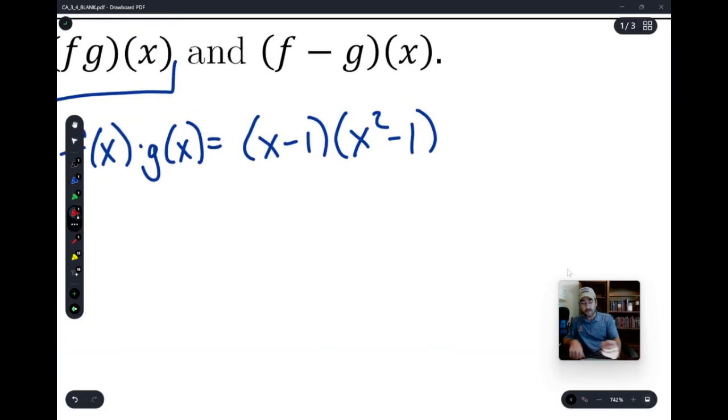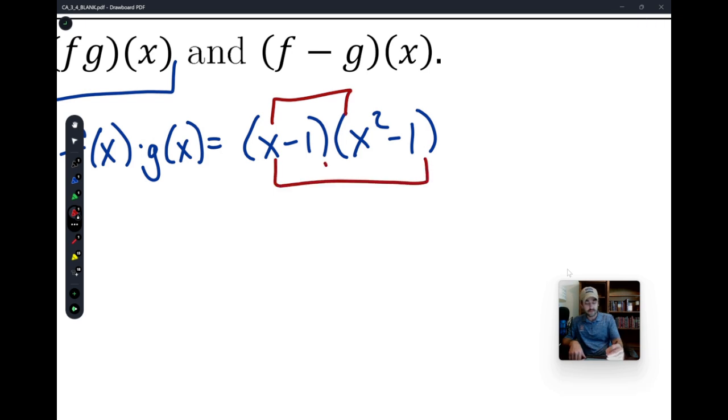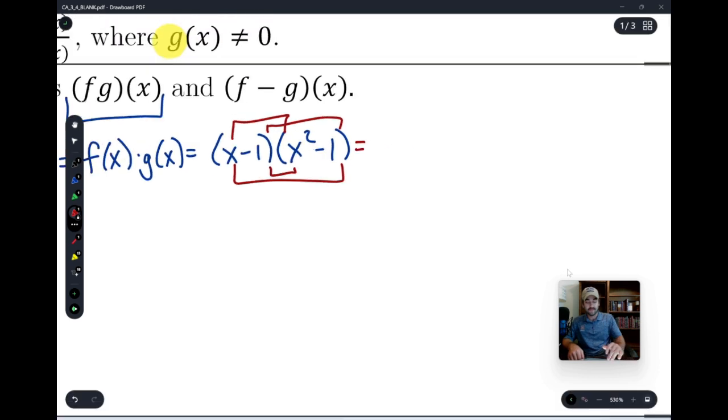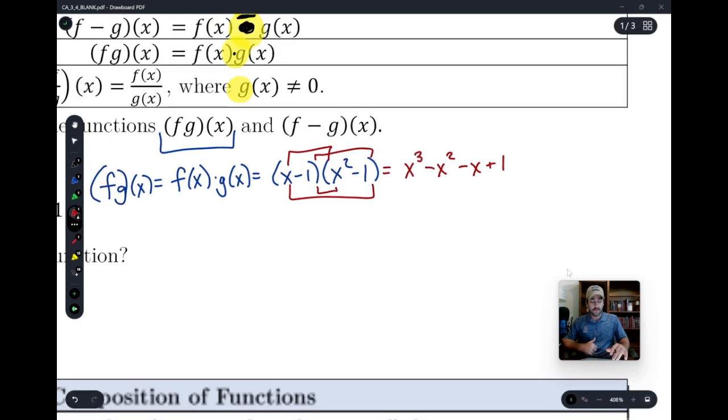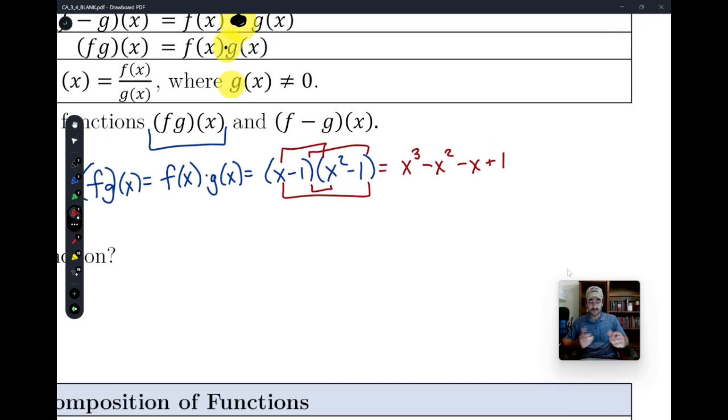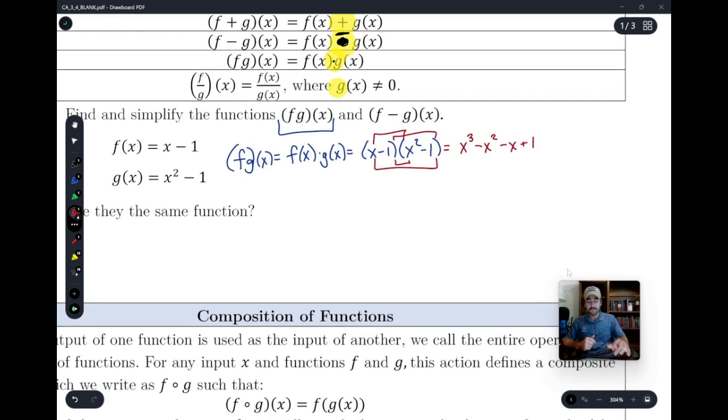So we're going to use our FOIL, our first, outer, inner, last. Notice how we're getting faster at trying to do that. If you multiply the first terms, you get x cubed. If you multiply the inner terms, you get x squared. I'm going to do the inner first because we have the higher exponent. If you multiply the outer terms, you get negative x. And if you multiply the last terms, you get plus 1. So you get no like terms because you don't have the same variable and the same exponent happening. So we can't combine any of those, and we're just left with our answer to our multiplication problem.